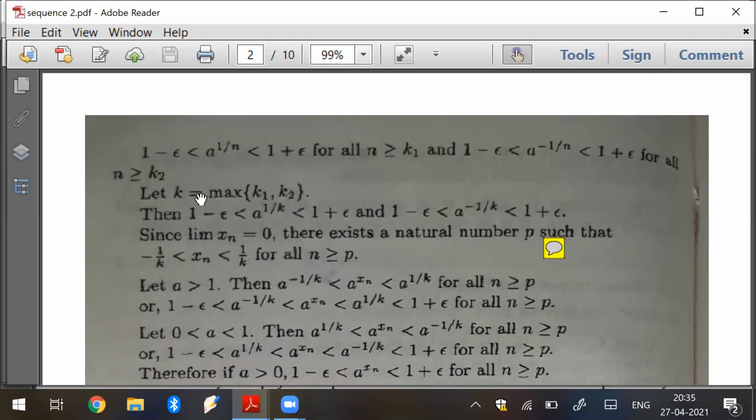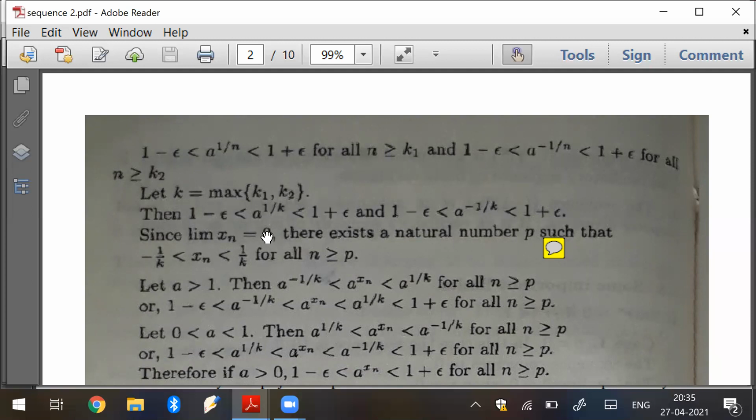So as soon as I take the maximum of k1, k2, for every n greater than or equal to k, this relation and this relation hold together. That's what is written here. So if you take k particularly, then this is also true because we are saying for every n greater than or equal to k, this is true. So for n equal to k particularly, this is also true. So I have written this.